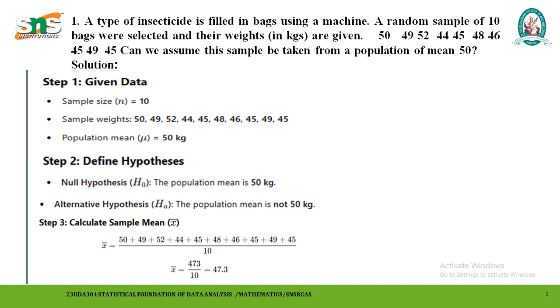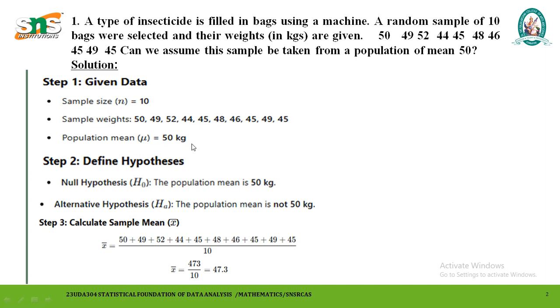First, we are going to gather the given data. Here the sample size is 10. Totally in this problem there are 10 numbers given, so the sample size will be 10. The 10 sample weights given in the question will be written in the next step. Also in the question they gave the value for the population mean, that is 50. The population mean we denote by mu, so the value of mu will be 50 kg.